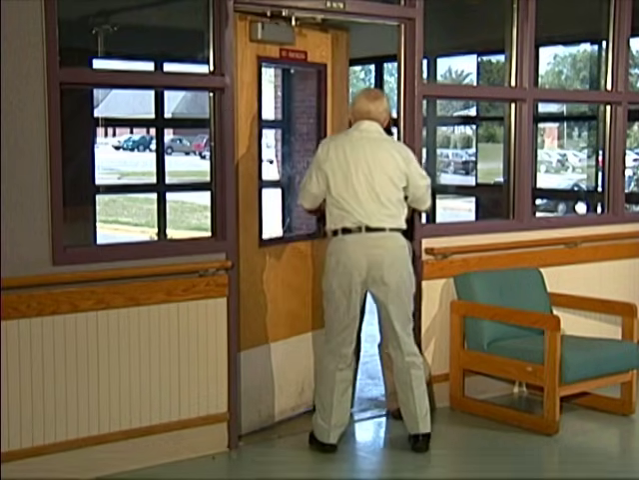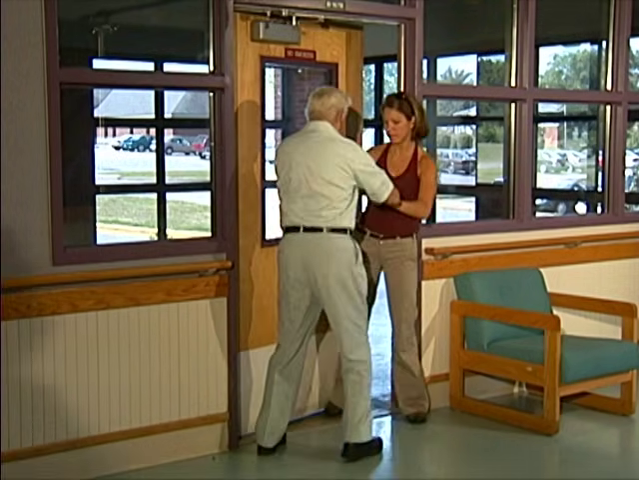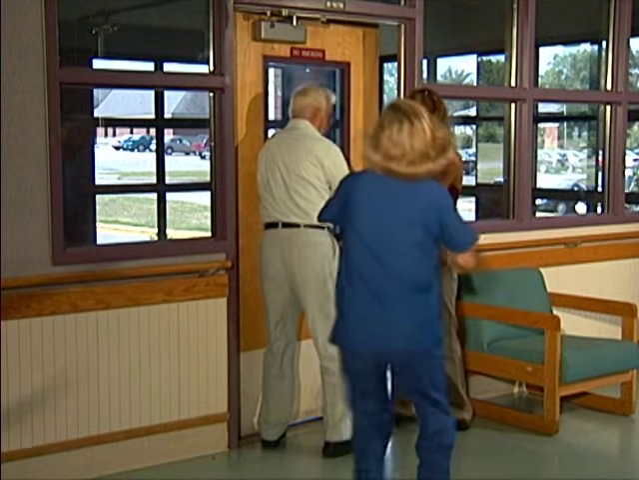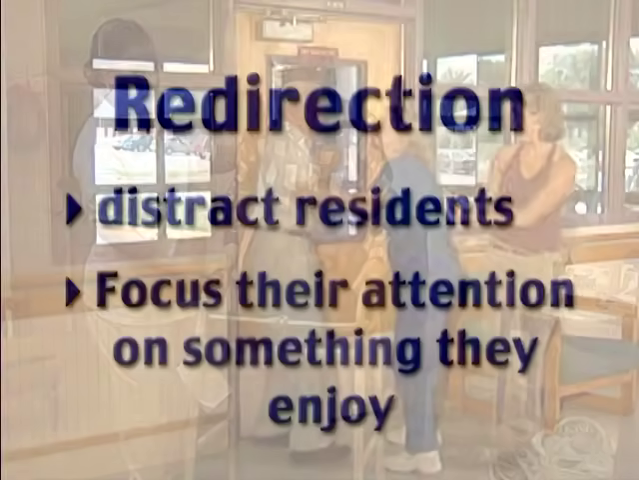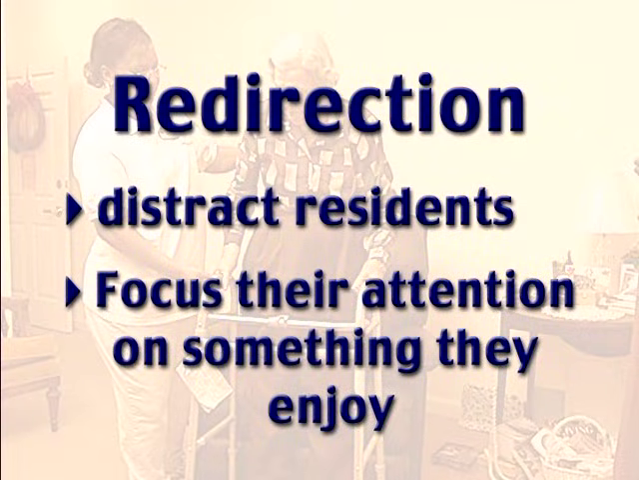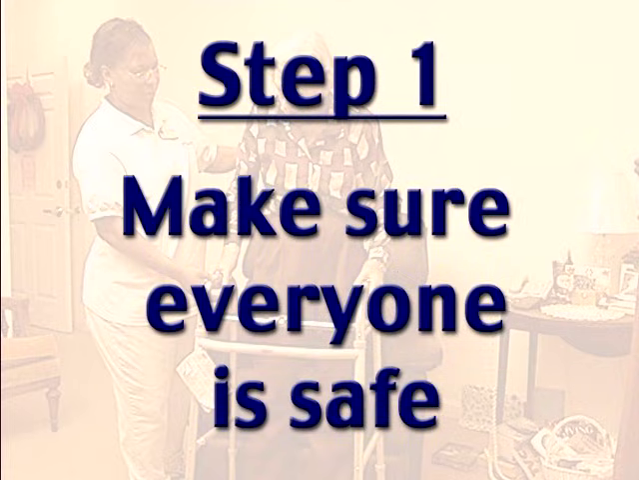If residents in your facility get upset or start acting disruptively, they need your help. You can use redirection to distract residents from dangerous behaviors and to encourage them to participate in safe activities that they enjoy. The first step in redirection is to make sure that everyone is safe.